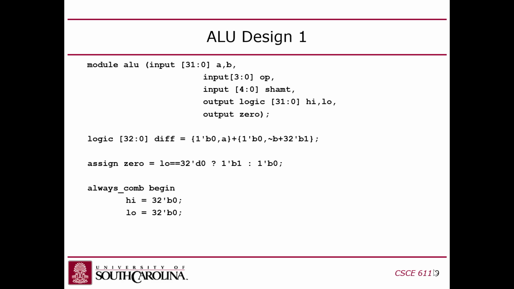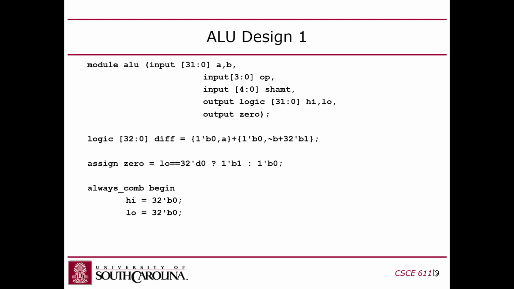Now, why did I use an always comb block? I could have just used a big nested ternary statement for this. I don't remember what my rationale was, but the comb block allows me to use a case statement or an if-then-else construct. Whereas if I didn't put this in a comb block, I'd have this big, nested ternary operation.